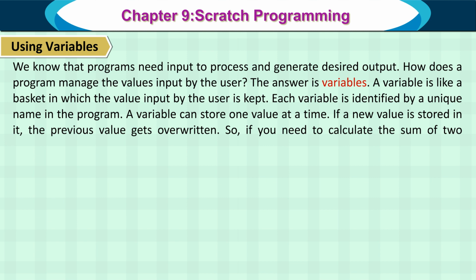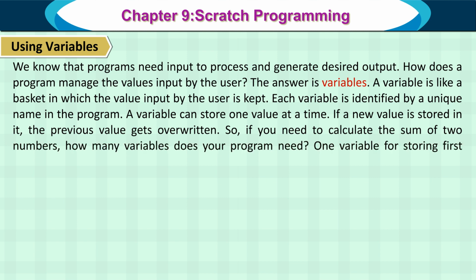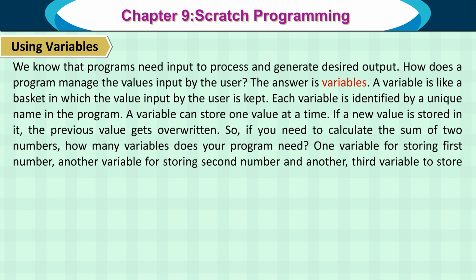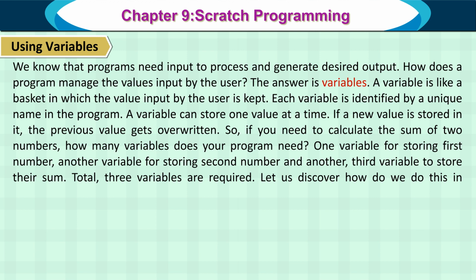So if you need to calculate the sum of two numbers, how many variables does your program need? One variable for storing the first number, another variable for storing the second number, and a third variable to store their sum. Total 3 variables are required. Let us discover how we do this in Scratch.